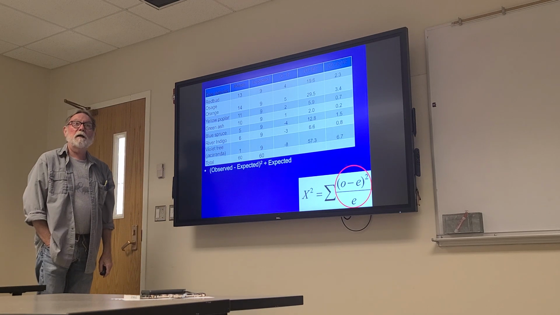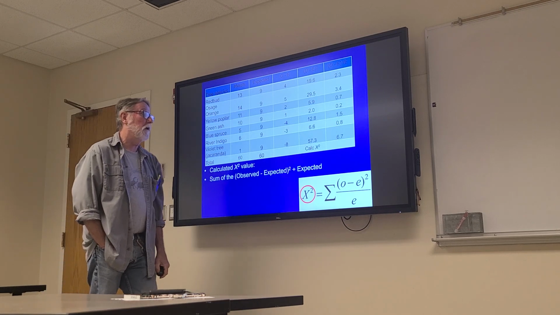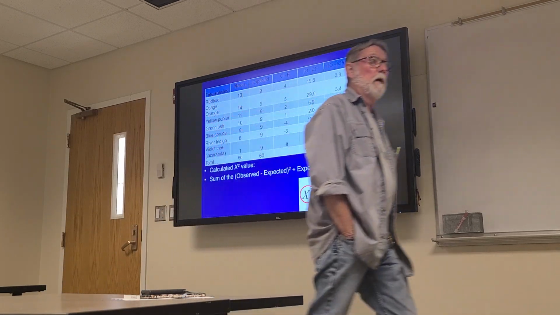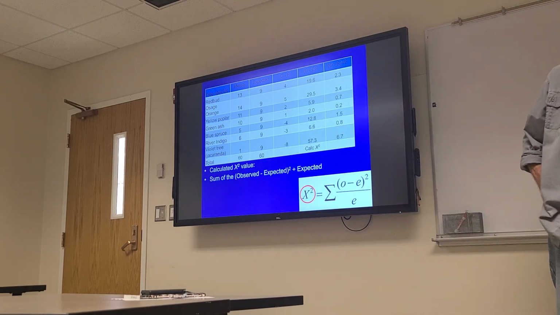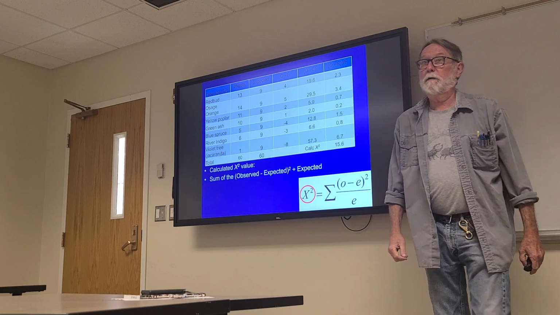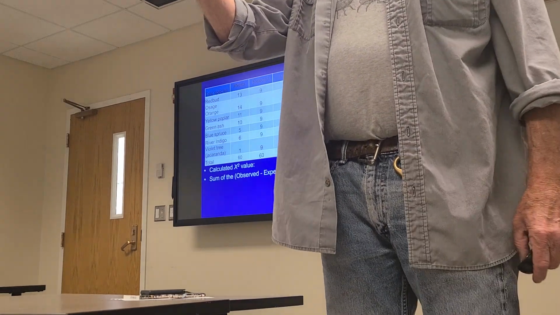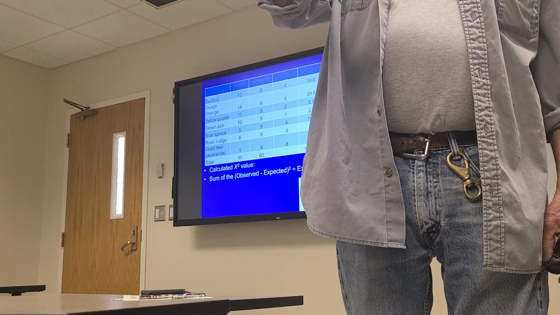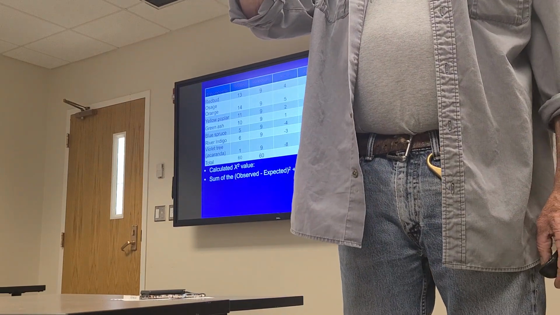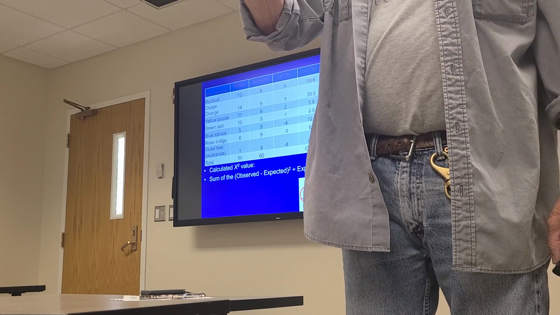And then the last thing I'll have to do is add them up. And this is my calculated chi-square value. It's the sum of all these down this column here, and it's 15.6. So what does that 15.6 tell you? Absolutely nothing, right? We don't know anything yet.